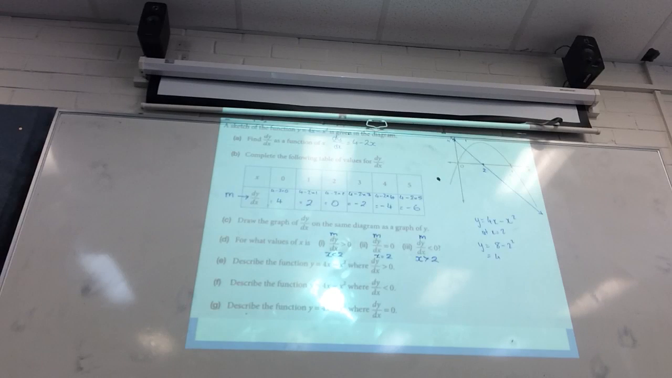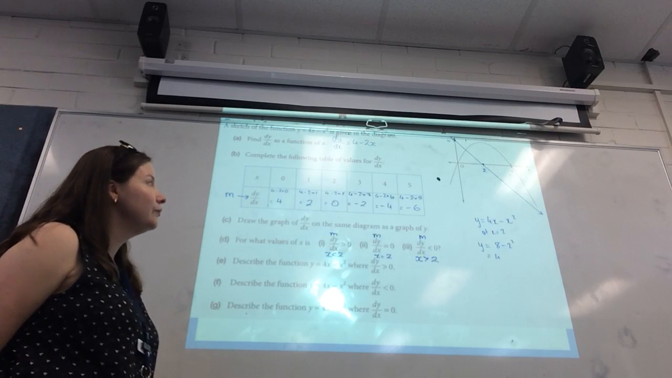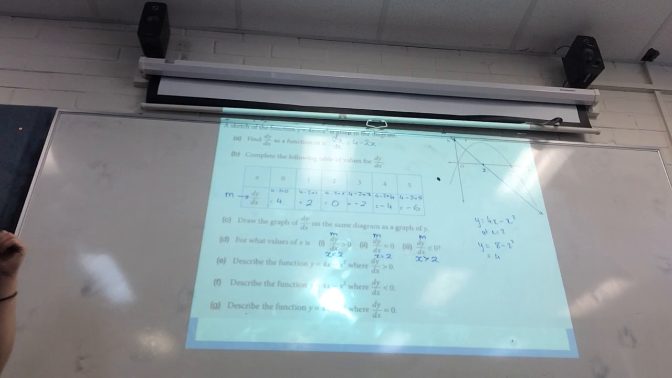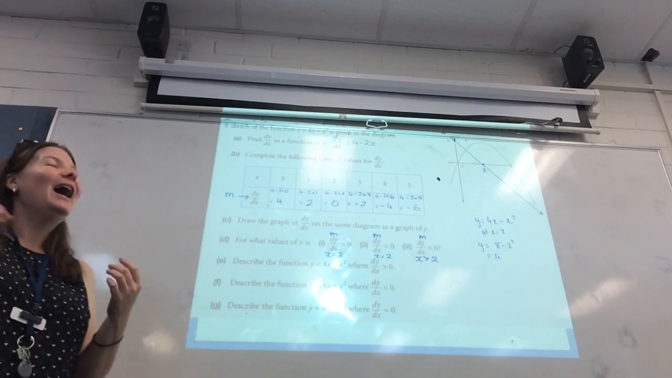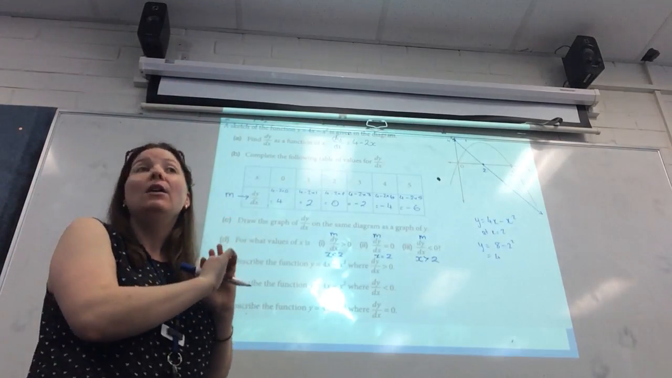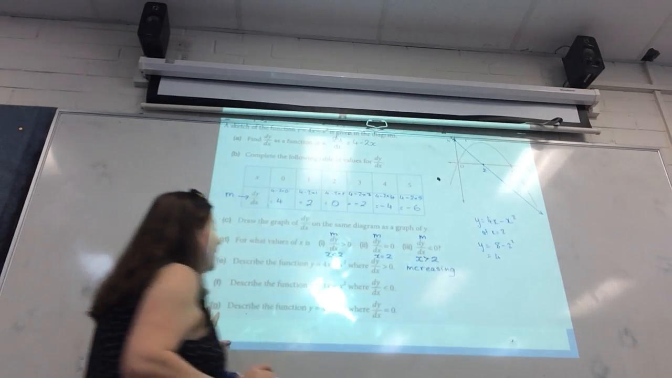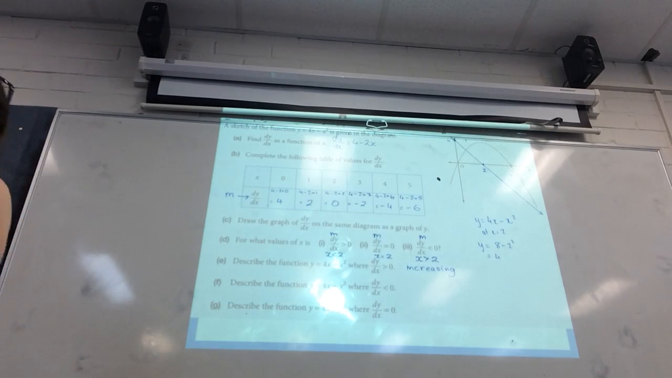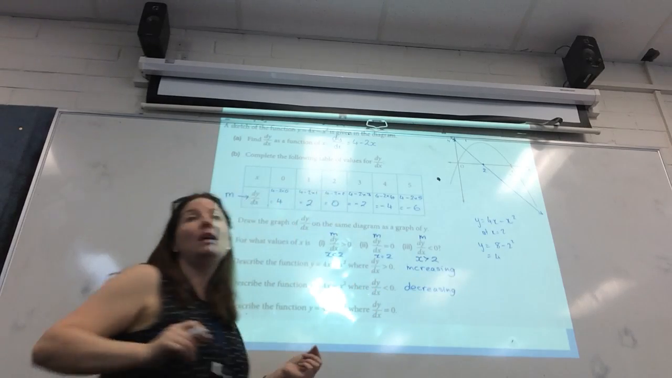Particularly when we're thinking about pictures, graphs. Describe the function where the gradient is bigger than 0. Well, let's use the words that we were talking about before. When the gradient is 0, we say that the graph is monotonic... not monotonic increasing. Monotonic increasing is for the whole graph. So it's just increasing. So when the gradient is positive, we're increasing. When the first derivative is negative, the graph is decreasing.